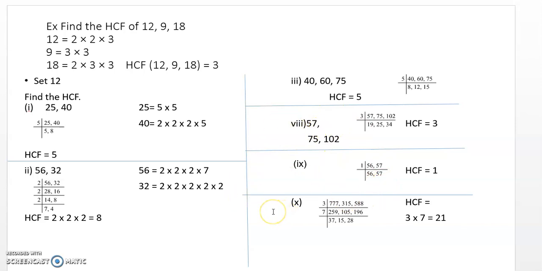In the similar way you have to do for the remaining sums also. So with this we finish with the set 12. The question number 2 is remaining. Find the HCF by division method. So that we'll do afterwards.